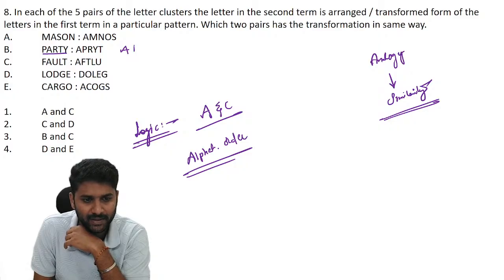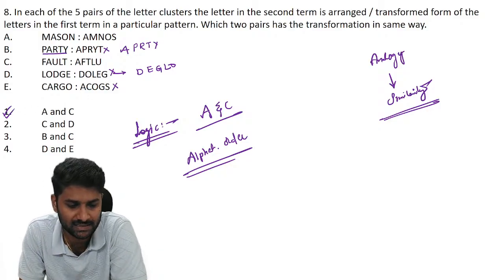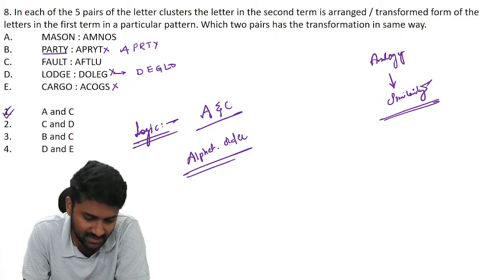Next one, if we check alphabetical order, it must be P, R, T, Y, but you can see it is YT. That's why this is not possible. Again, FAULT, AFLTU is the exact answer. Lodge, if you check with the alphabetical order, D, E, G, L, O, but you can't find the same sequence in option D and option E. That's why the perfect answer is 1 and 3. So AC is the correct answer. Letters are arranged in alphabetical order.